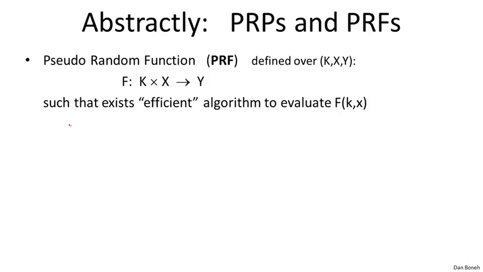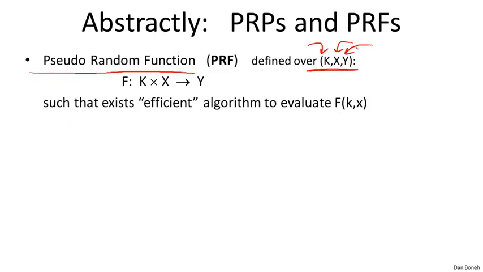An elegant abstraction of a block cipher is what's called a pseudo-random function and a pseudo-random permutation. Let me explain what these things are. A pseudo-random function is defined over a key space, an input space, and an output space.